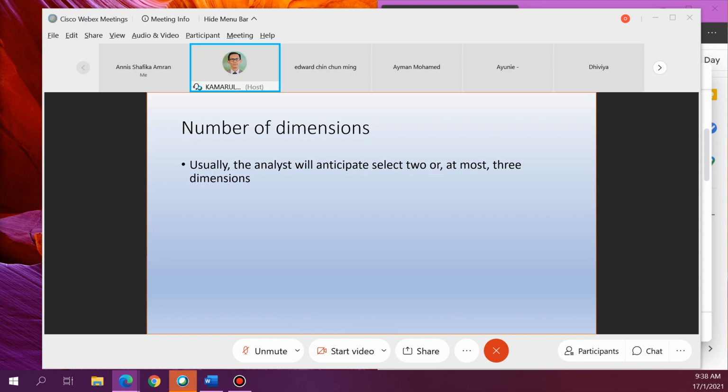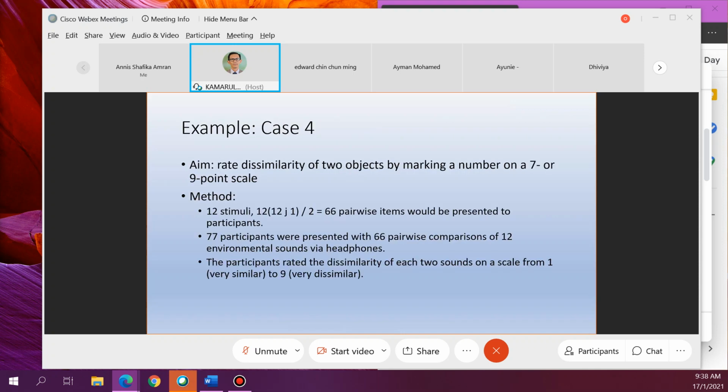How about the number of dimensions? Again, the number of dimensions will determine the similarities and dissimilarities. So, as an analyst, you need to anticipate whether it has 2 or 3 or 4 or 5 dimensions. Usually, it has at most three dimensions. Beyond that is quite difficult to do.